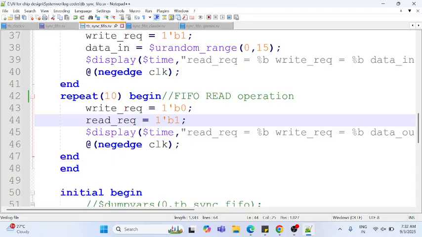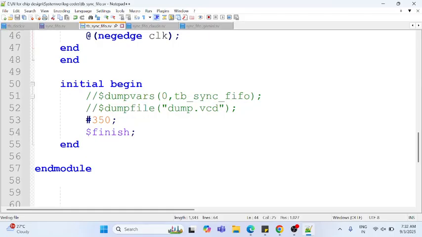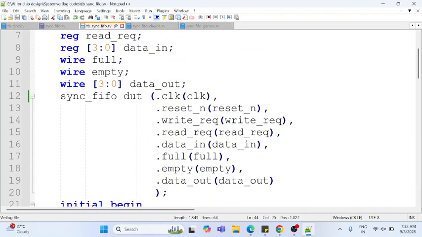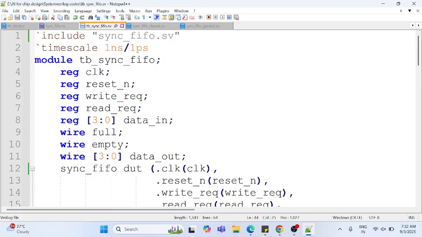We are going to read the data. Reading data happens only if you keep the read request equal to 1, that's all. There is no need to give any address at all. Then I'm finishing this. Okay, so now let us try to execute this.